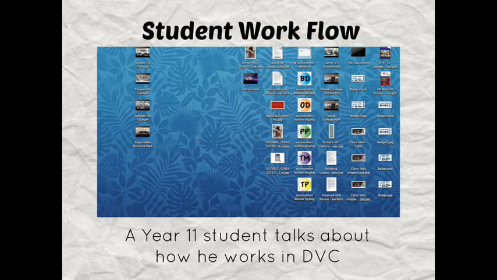Here is Fiu, a Year 11 student doing Level 1 Design and Visual Communication, explaining his workflow and how he produces his design work online.